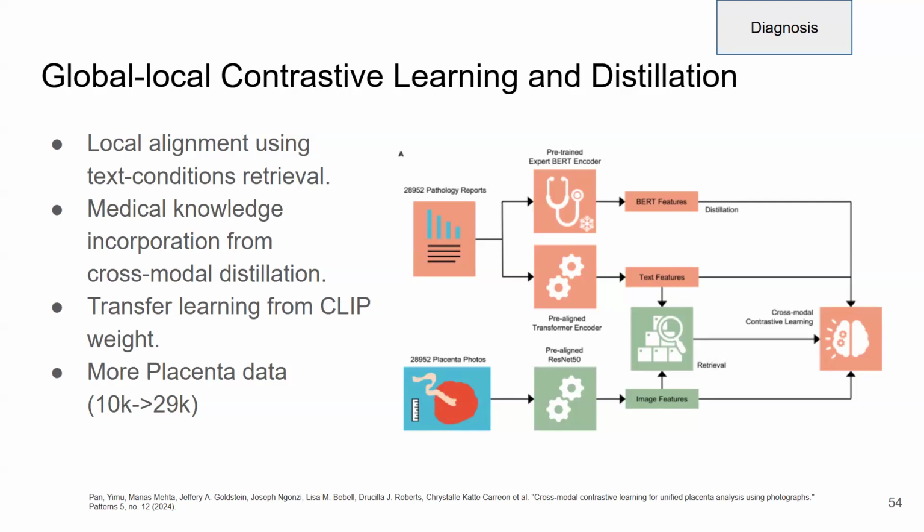And once we do that, we now use the text feature to query the patch-wise image feature so that we have local information. And with the local information, the distillation part, and also the pre-trained weights, we do contrastive learning altogether.